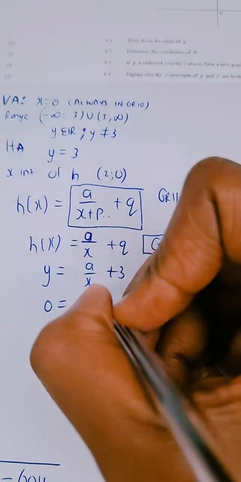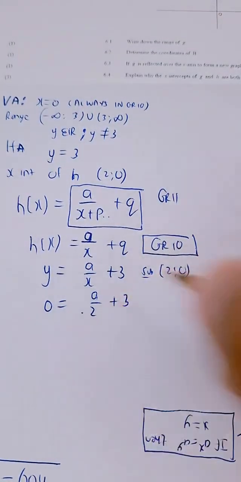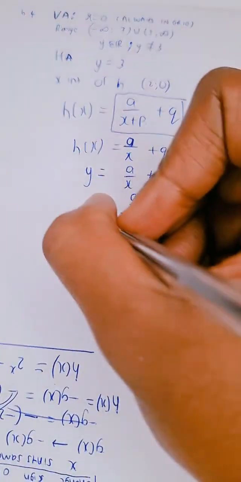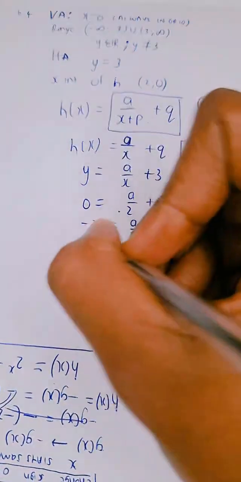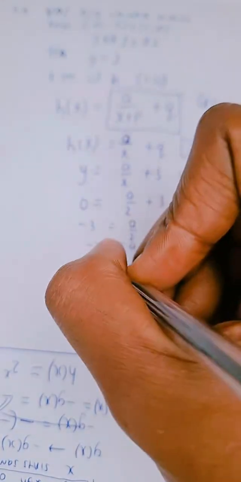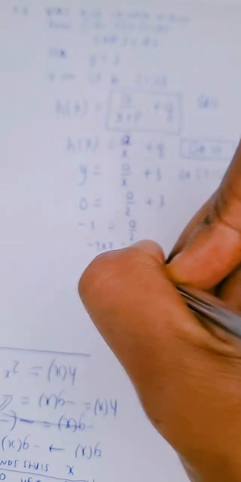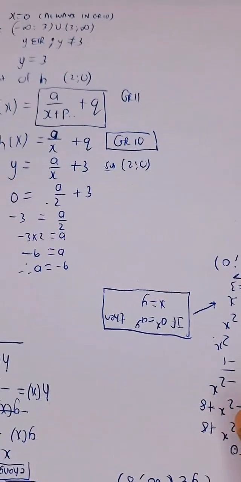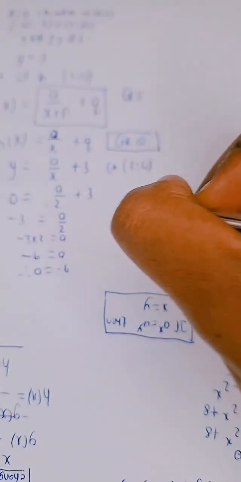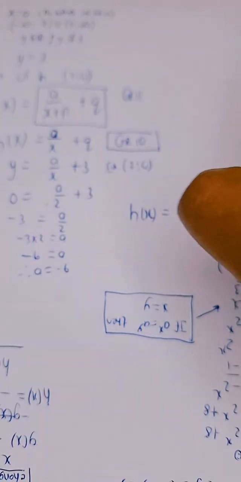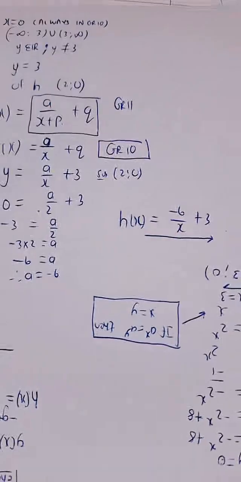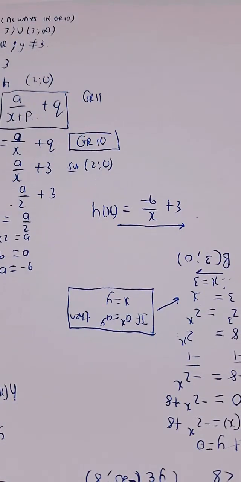So I'm going to say 0 is equal to a over 2 plus 3. We transpose the 3, we get negative 3. That's a over 2. We cross multiply. Negative 3 times 2 is equal to a. We get negative 6 is equal to a. Therefore, a is equal to negative 6. Having found the value of a, we can say h of x is equal to negative 6 over x plus 3. That is the hyperbola function. Straightforward and to the point.